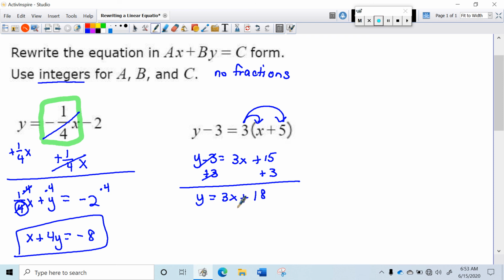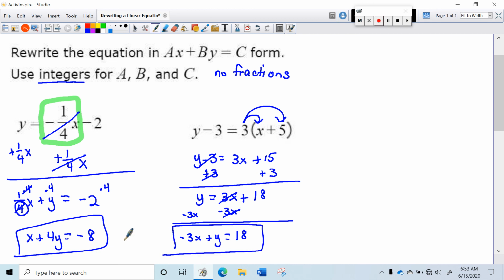Now I need the 3x to the other side. So you have to do the opposite. Right now it's a positive 3x. The opposite of positive 3x is negative 3x. So I'm going to write negative 3x on each side like this. So I'm going to have a negative 3x, a positive y equals, opposites cancel, 18. And there are no fractions, so that can be my answer.